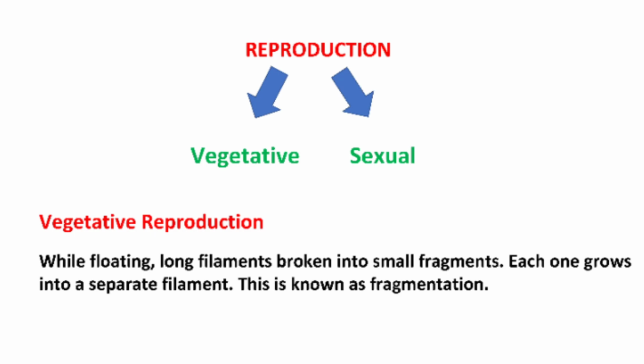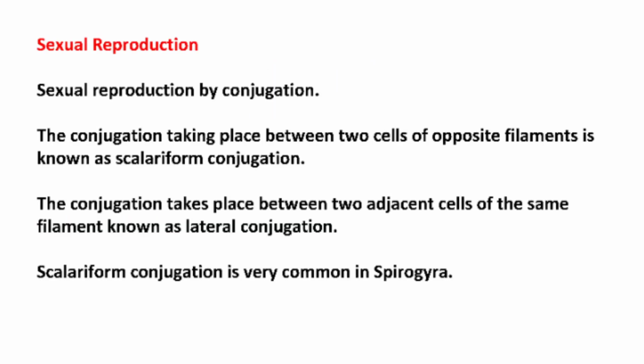Vegetative reproduction. While floating, long filaments break into small fragments. Each one grows into a separate filament. This is known as fragmentation. Here we will see sexual reproduction in Spirogyra.